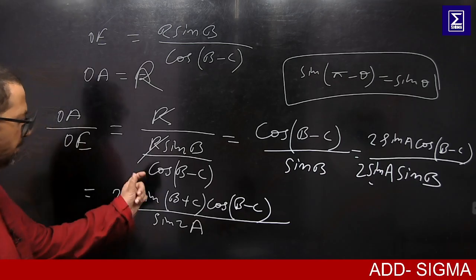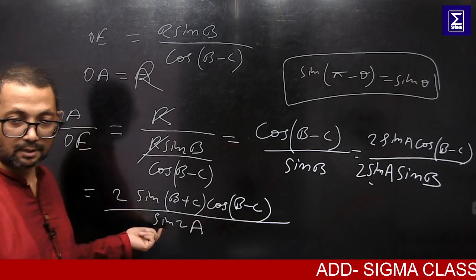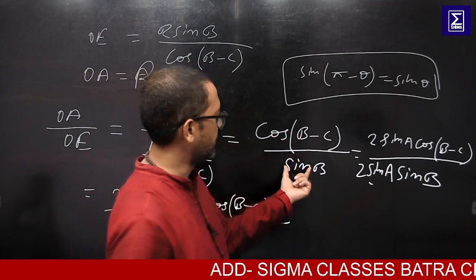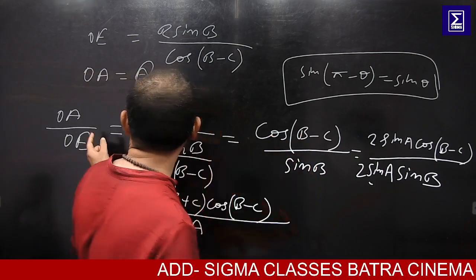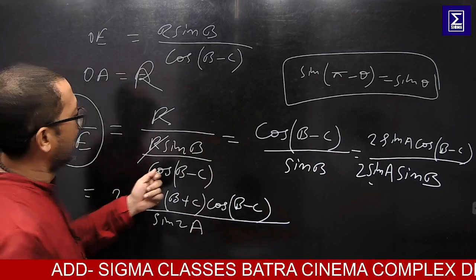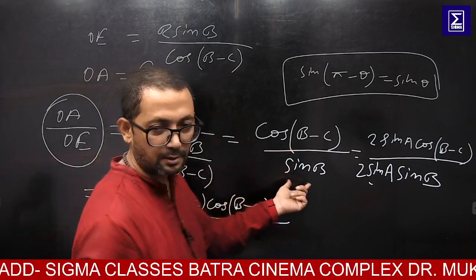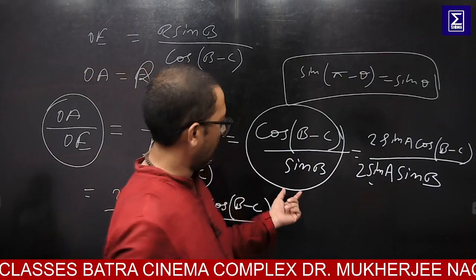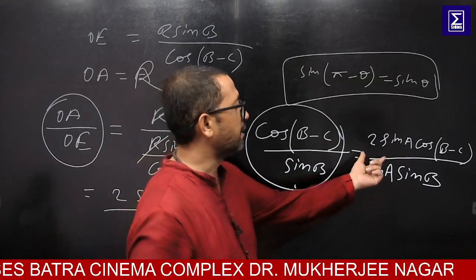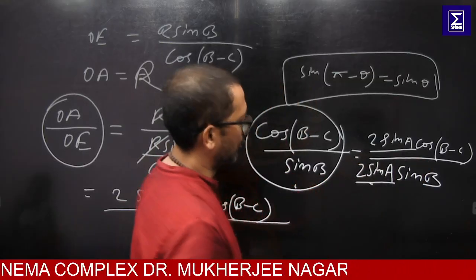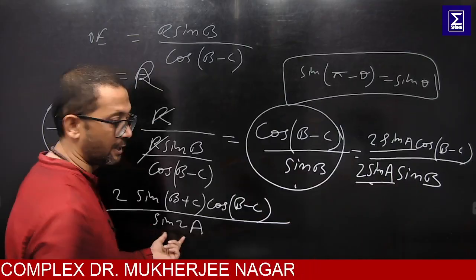Just see this step. Did you understand this one? This step: cos(B minus C) upon sin B. This is the result we get, that's what we wanted. That is cos(B minus C) upon sin B. This is the end result. Now we have multiplied both numerator and denominator with 2 sin A. So 2 sin A sin B is sin 2A.